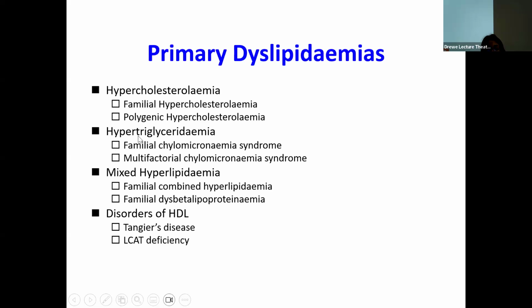And in terms of pure hypertriglyceridemia, we're thinking of FCS, familial chylomicronemia syndrome, or this multifactorial chylomicronemia syndrome, which probably is more polygenic in nature. Then in terms of the mixed hyperlipidemias, we think of familial combined, as well as familial dysbeta, or that type 3 that we discussed with the ApoE2 phenotype. And then finally, disorders of HDL, the main ones we're considering here are Tangier disease and LCAT deficiency, and its sort of sister, the fish eye disease.